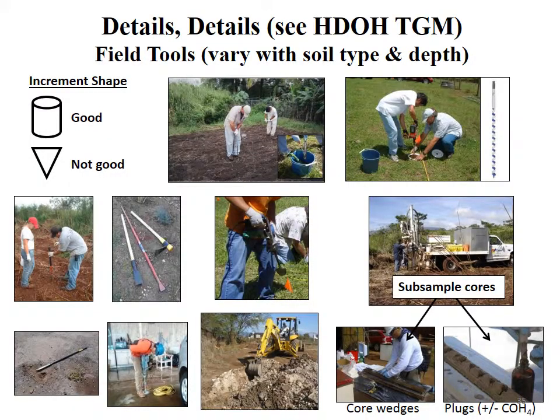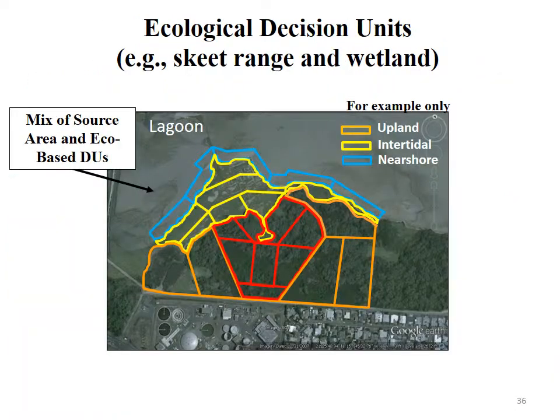Well, there are a lot of details to doing this, obviously. In our guidance, we go over different types of tools to deal with different types of soil in different depths, and how the shape of increments should be collected cylindrical, not wedge shaped and such. Also, we talk about designation of decision units for ecological risk. In this example is a skeet range. You may have spill area decision units or source areas. It's called in ITRC's guidance in areas where you think the skeet may have fallen, and that's surrounded by ecological based decision units based on the ranges of birds or other animals that you may be using in your ecological risk assessment. You can do this also for sediment.